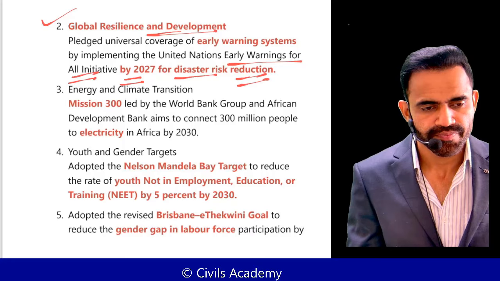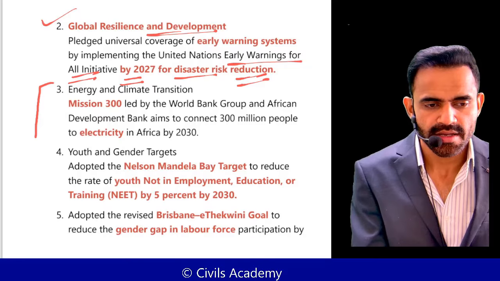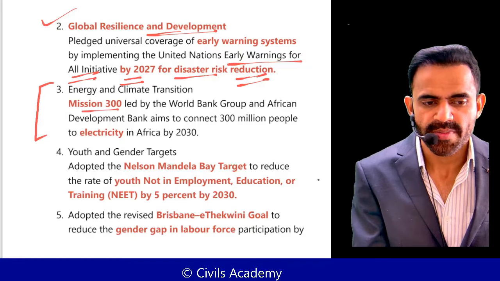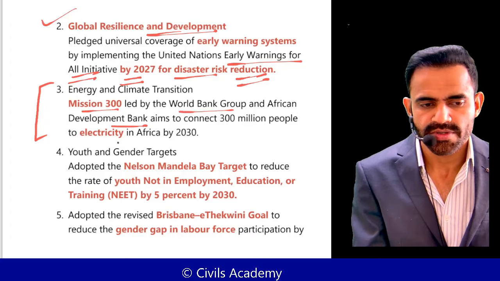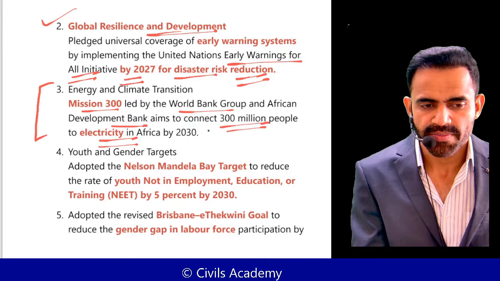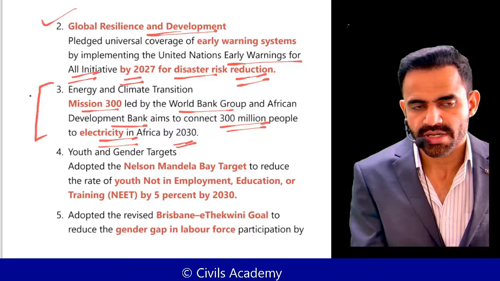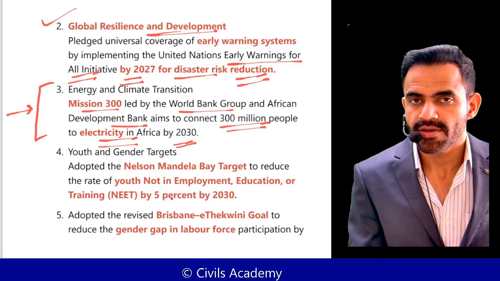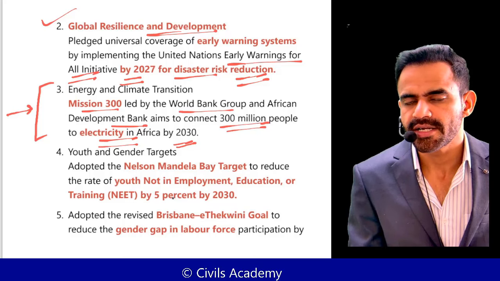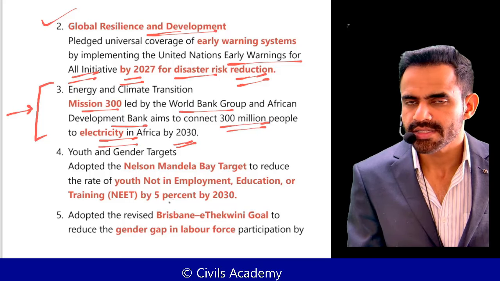Okay. Then there is energy and climate transition. So just remember this Mission 300. This is led by the World Bank and the African Development Bank. What is the objective? The objective is to provide electricity to 300 million people by 2030. Now this is important. This can be directly asked, what is Mission 300? And the examiner can give you options like plantation of trees or something like that, but it is related to electricity.